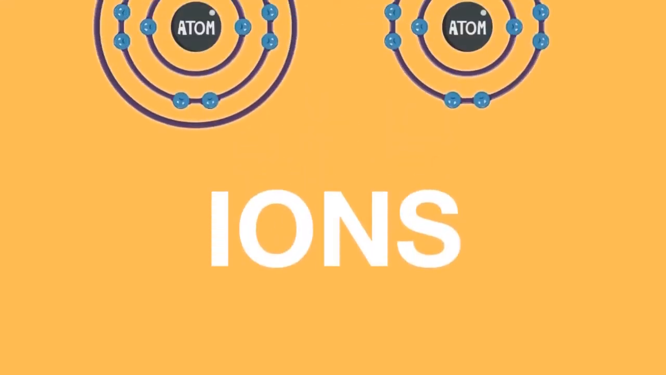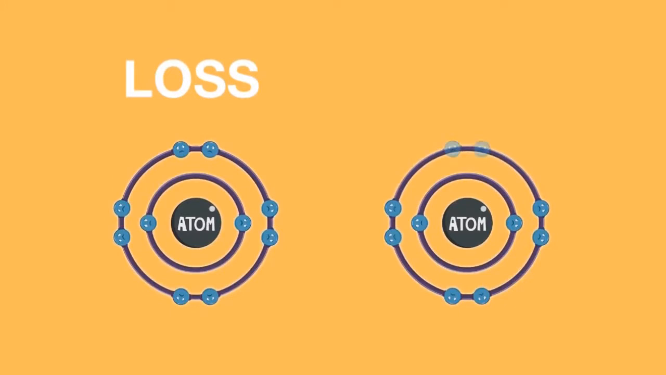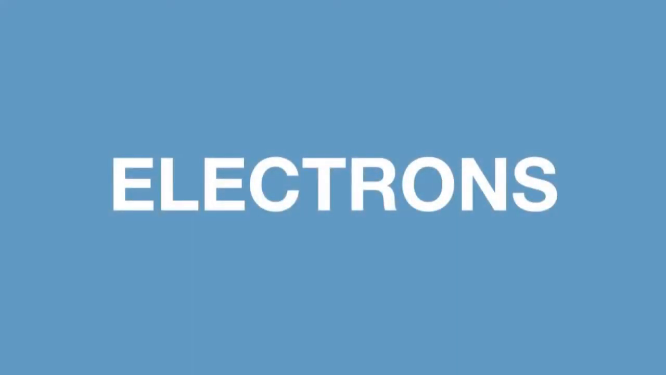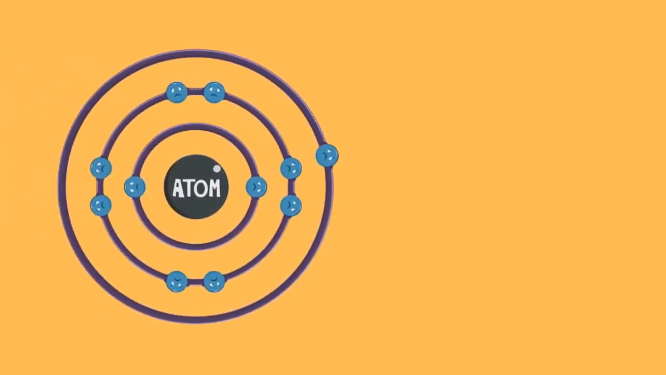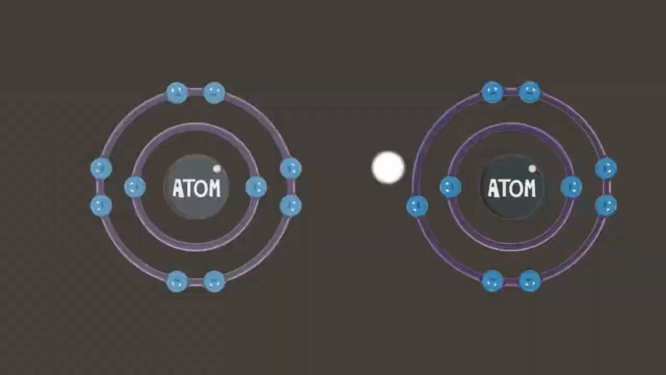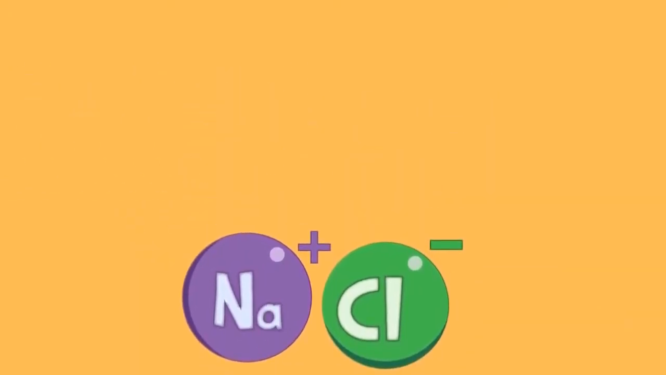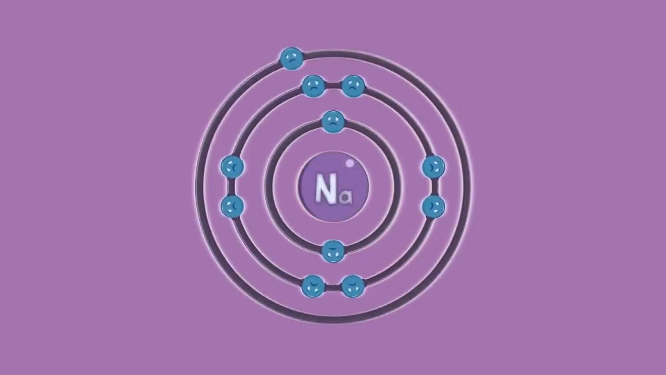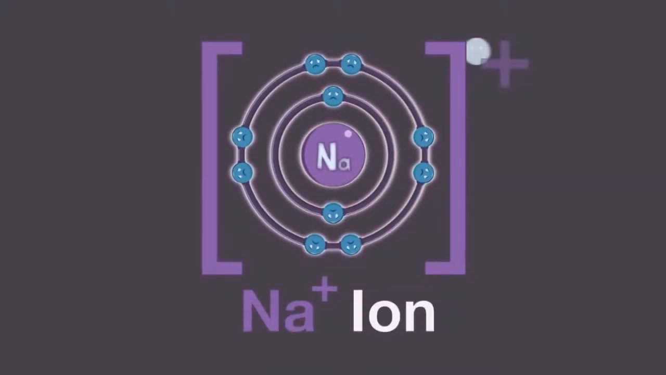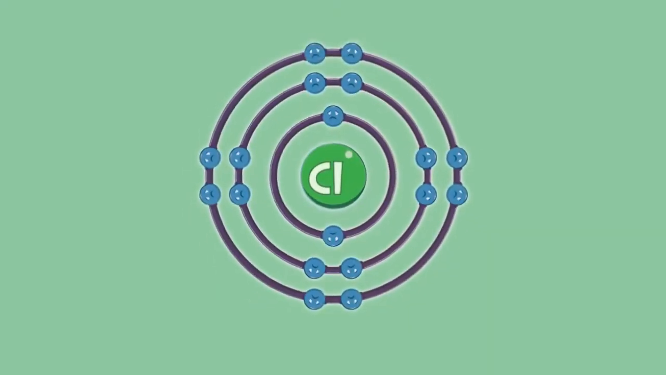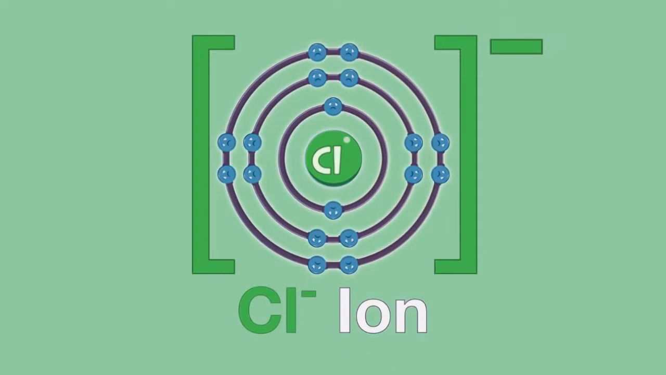Ions, as you already know, are formed from the loss or gain of electrons. Electrons, however, do not suddenly appear or disappear. They are, in fact, transferred from one atom to another. Let's look at sodium chloride as an example. Sodium loses one electron to form a sodium ion. The electron is not lost, but transferred to chlorine to form a chloride ion.